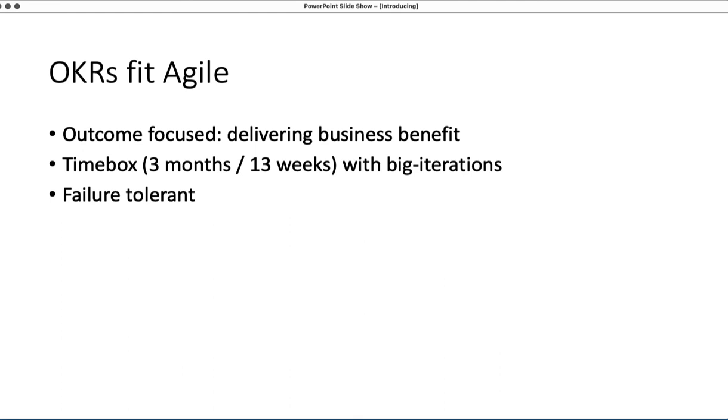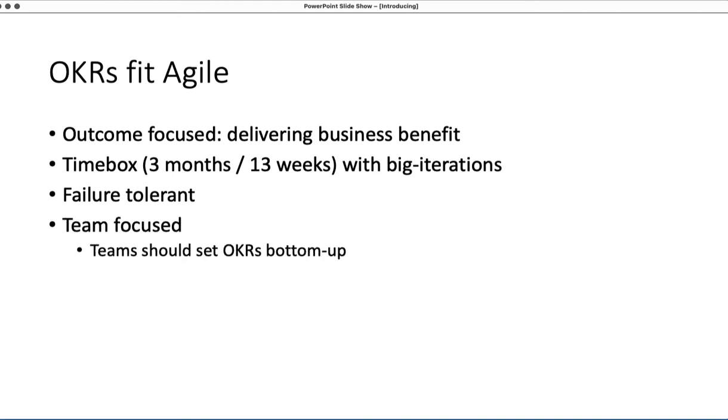Both OKRs and Agile are failure tolerant. The idea in OKRs is you actively try and do more than you can expect to do. You challenge yourselves. And if you fail, then so be it. You still learn something. There's still value in trying it.